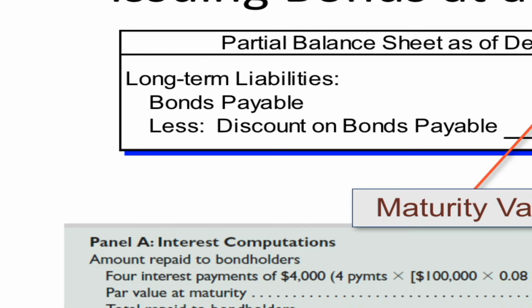This is just what it looks like on the balance sheet. You see less discount on bonds payable. That's where that amount gets carried, so that at any point in time, if you subtract this discount from what we owe at the end, you get the carrying value. That basically means if the person who bought the bonds went out in the marketplace the next day, that's essentially how much they'd be able to get for these bonds.